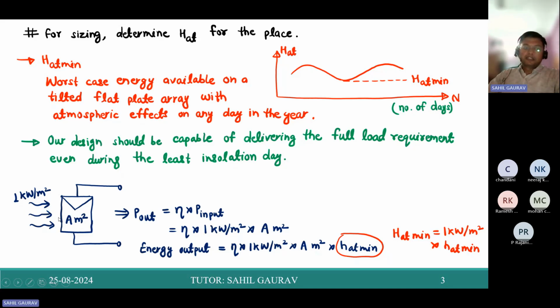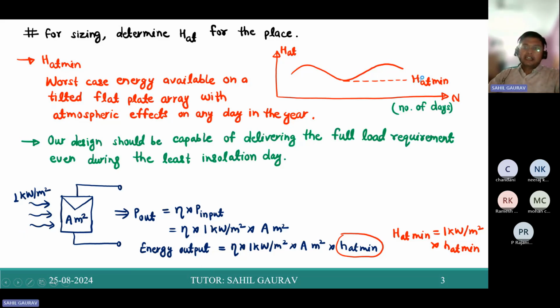And we are assuming that this is a standard insolation energy coming from the sun. So what will be the output power from this PV array? The output power from the PV array will be the efficiency into the input power. And input power is 1 kilowatt per meter square and area per meter square. Here we have assumed this standard insolation.